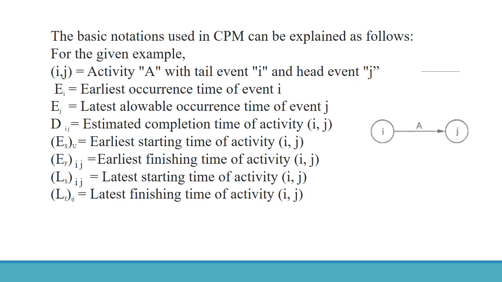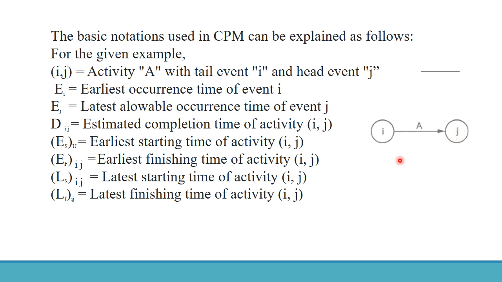So, let us see the basic notation used in critical path method. Let i-j be the activity A, where the tail event is called I and the head event is called J. Let E_i be the earliest occurrence time of event I, and L_j the latest allowable occurrence time of event J. D_ij is the estimated completion time of activity i-j.